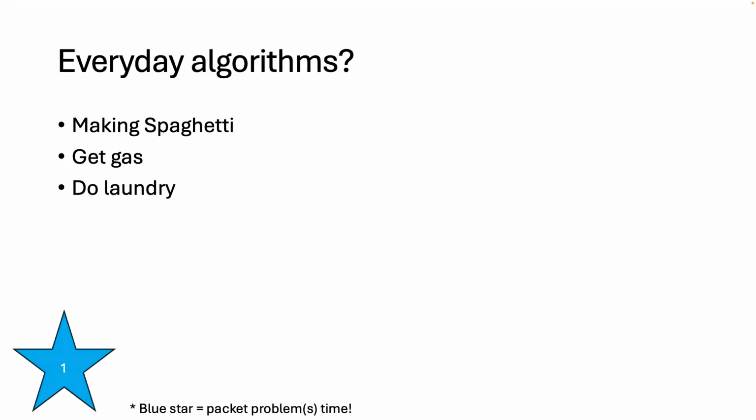Okay, so we talked about the recipe. Your first packet problem, I would like you to work like you're all facing each other. So work with your neighbors, talk it out. What are the steps involved in accomplishing the 3 tasks of making spaghetti, putting gas in your car, doing laundry?